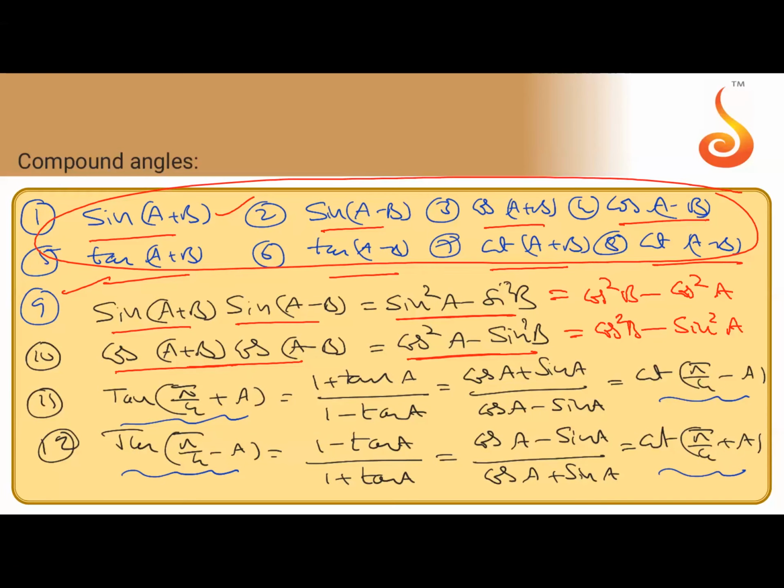Next, tan(pi/4 + A), that is tan(45 + A), equals (1 + tan A)/(1 - tan A), and that is equivalent to (cos A + sin A)/(cos A - sin A). tan(45 + A) is cot(45 - A); both are equal. In the same manner, tan(pi/4 - A) is (1 - tan A)/(1 + tan A), or (cos A - sin A)/(cos A + sin A), that is cot(45 + A).